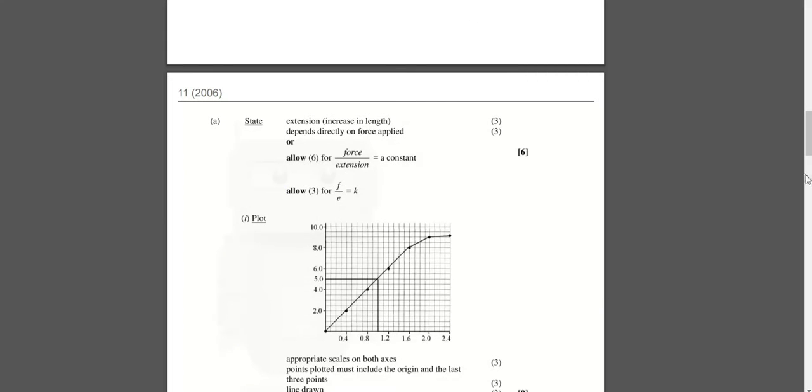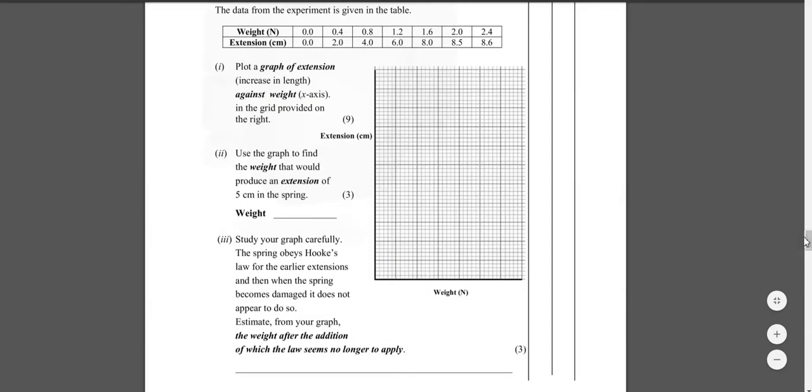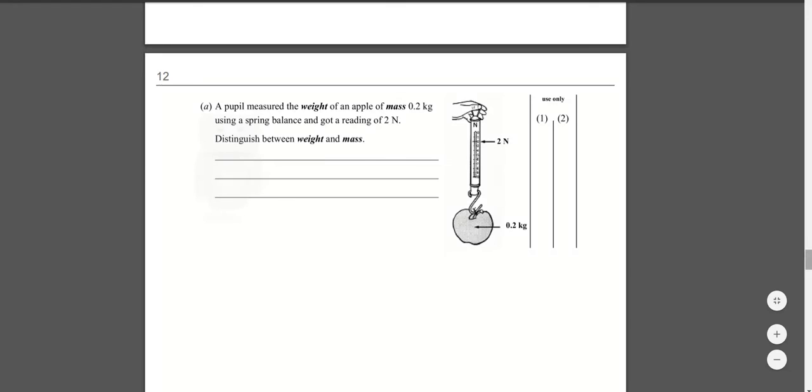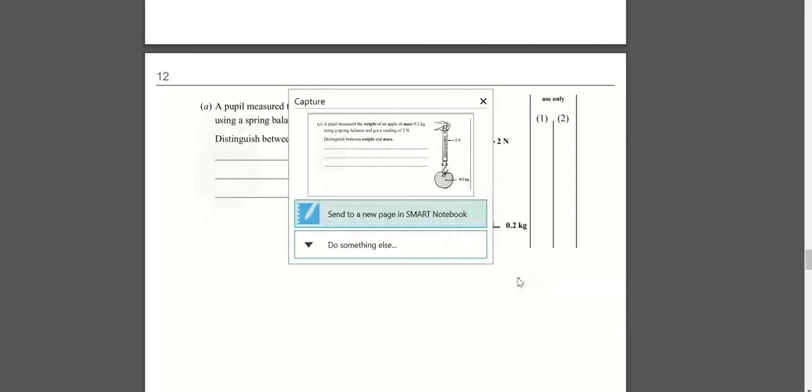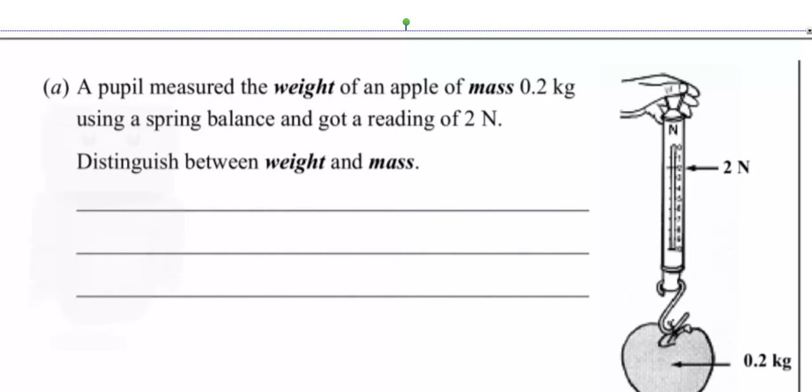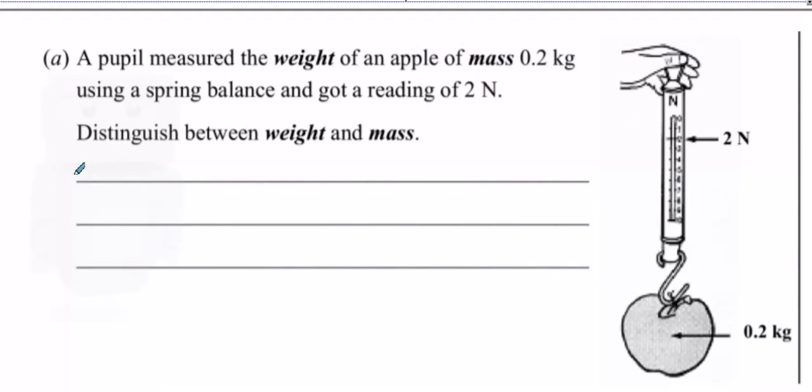Alright, now we're moving on. Okay, distinguish between mass and weight. Well, one thing is weight is measured in newtons, mass is measured in kilograms. You could say mass is the amount of matter in an object.